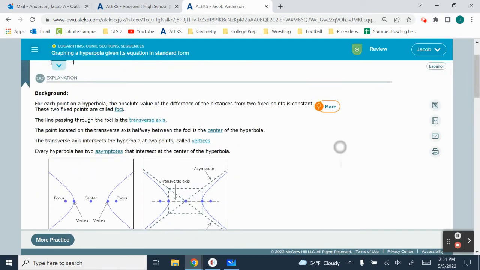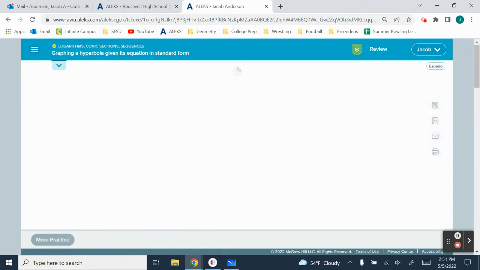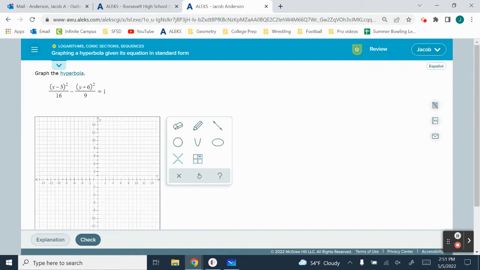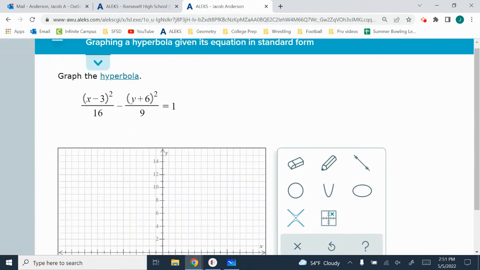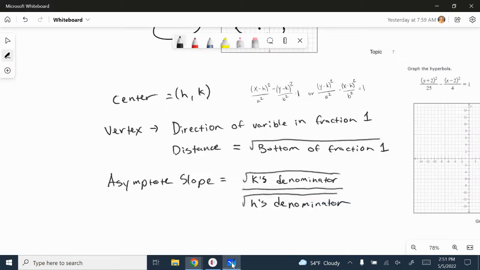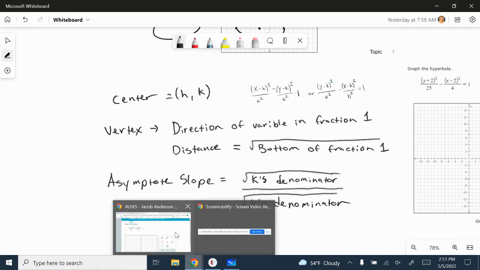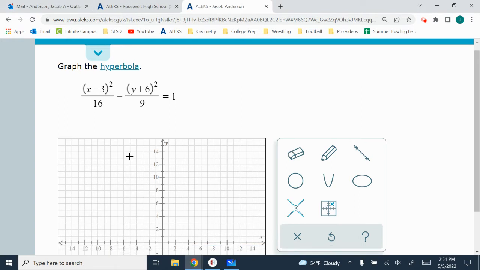So I'm going to go back to the question maybe. Oh, I got to go to more practice, so this will be a new question. But my center for this one, since I see x first, if we went back to this, if x is first, h is attached to the x. H is always attached to x. Even over here, if x is second, h is still attached to it. So if we're looking for (h, k), we're always going to look for x to figure out where h is, and we're going to look for the y to figure out where the k is.